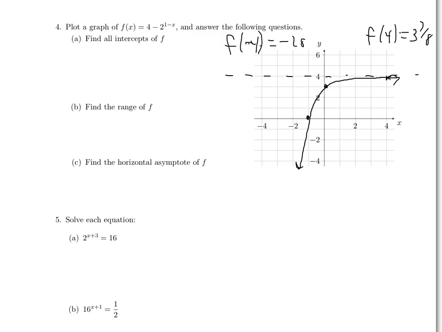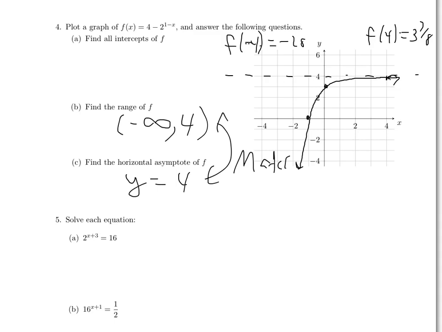And so that means that our range is minus infinity to 4. The boundary of the range, right, these guys are going to match because the asymptote is a boundary to the y-coordinates, right? That's what it means if you look at it.